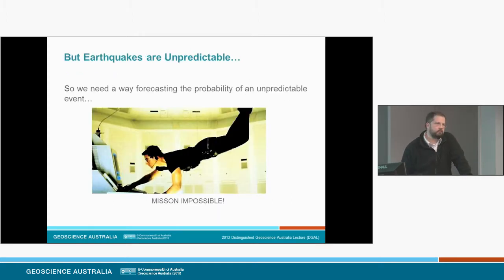But earthquakes are unpredictable. This has been in the news quite a lot lately. We can't predict when, where, or how. So this presents us with a problem. How do we forecast the likelihood of something which is unpredictable? And expressing it this way, it looks like a job for him rather than me. This is Tom Cruise, Mission Impossible.